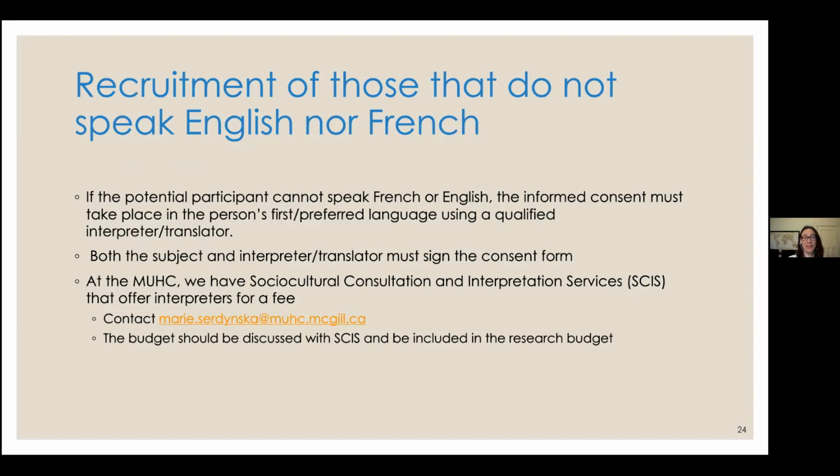Here in Montreal, we live in a multicultural, multilingual city. And if you want your study to represent your population, you may come across potential participants that don't speak English or French.